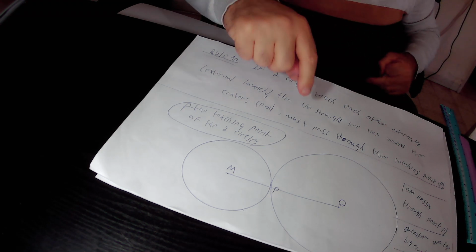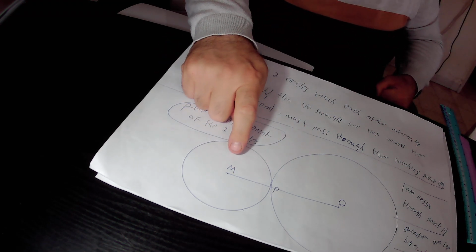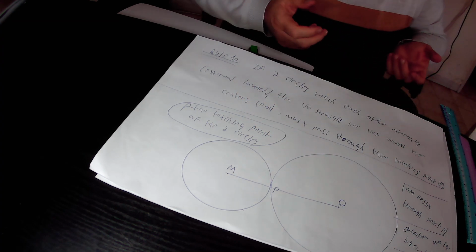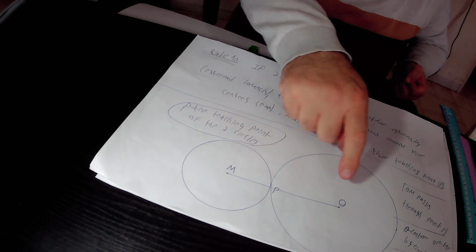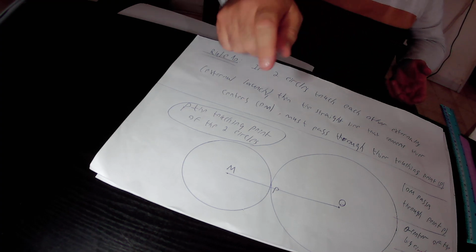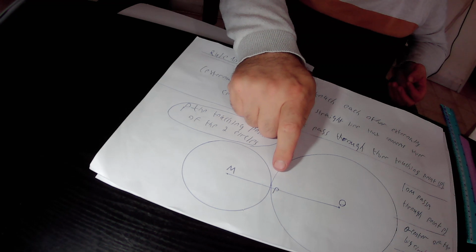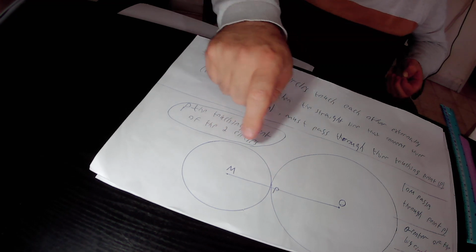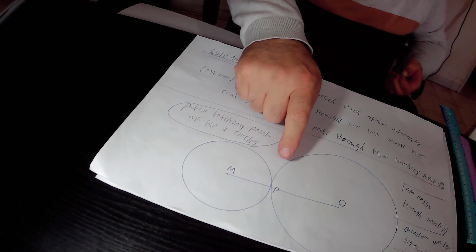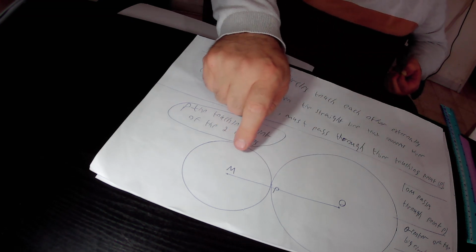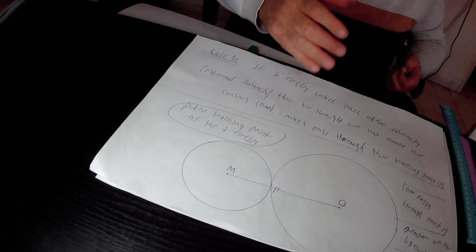The center of this small circle is at point M. The center of this big circle is at point O. And the straight line that connects the centers together is of course the straight line MO. According to this rule 10, the straight line MO must pass through point P, that is the touching point. Again, MPO is one straight line according to this rule 10.